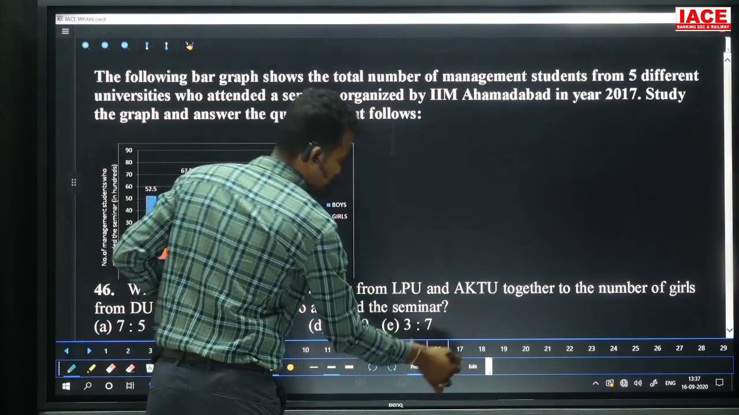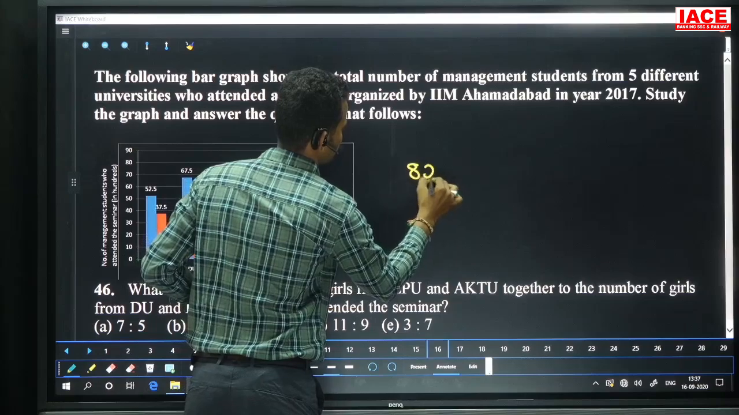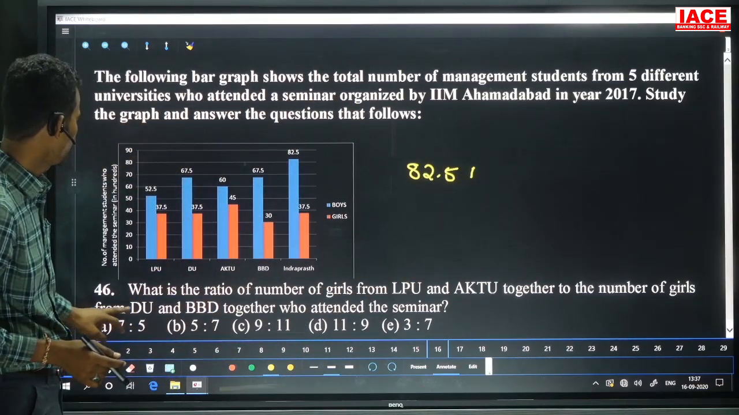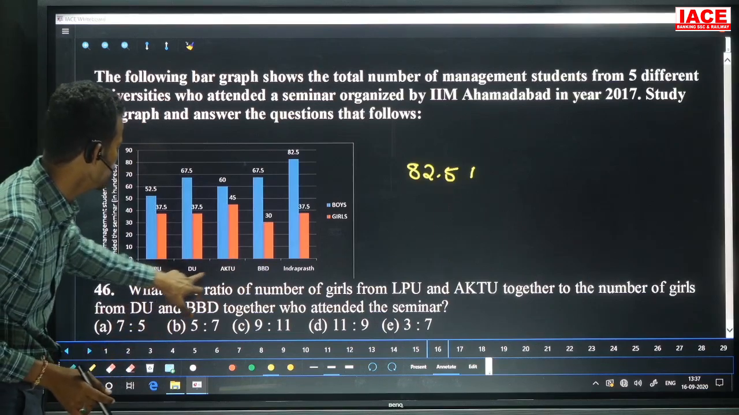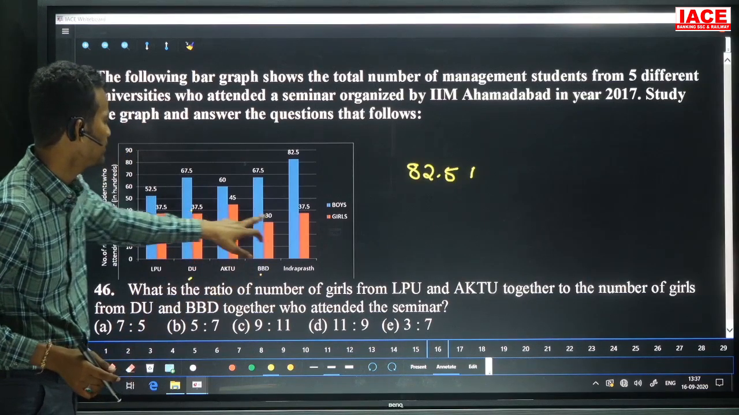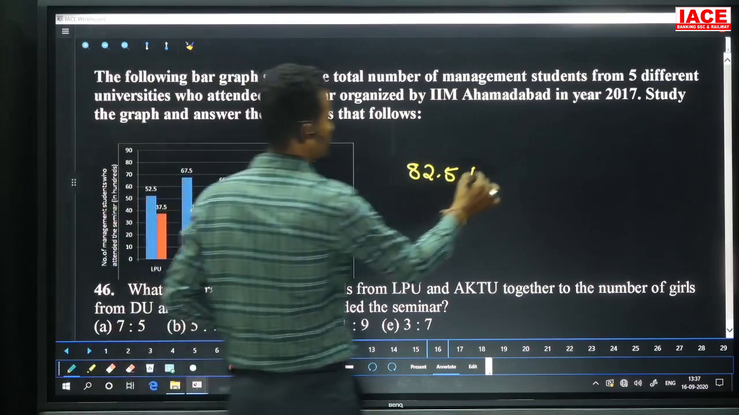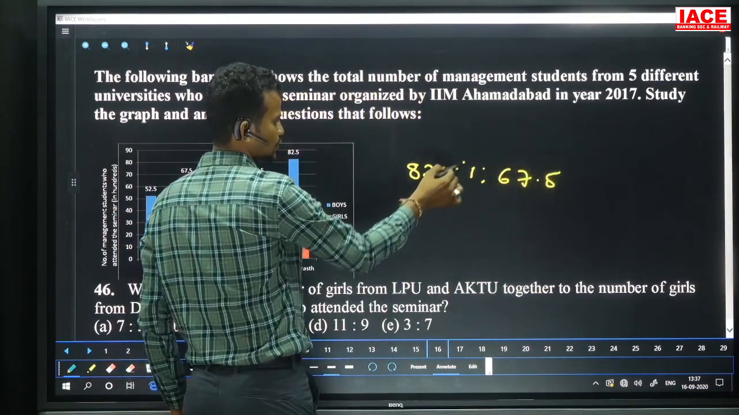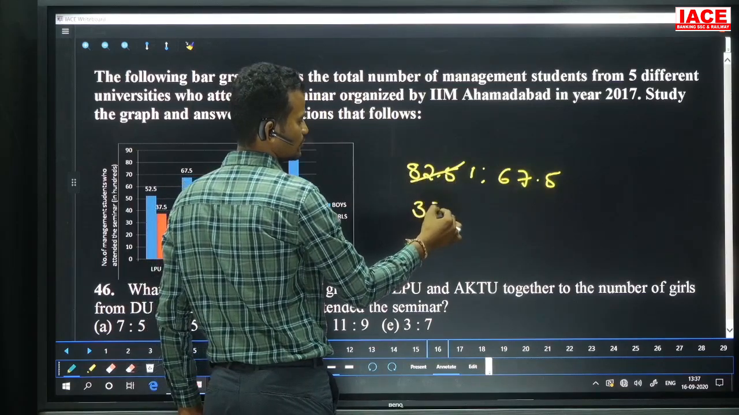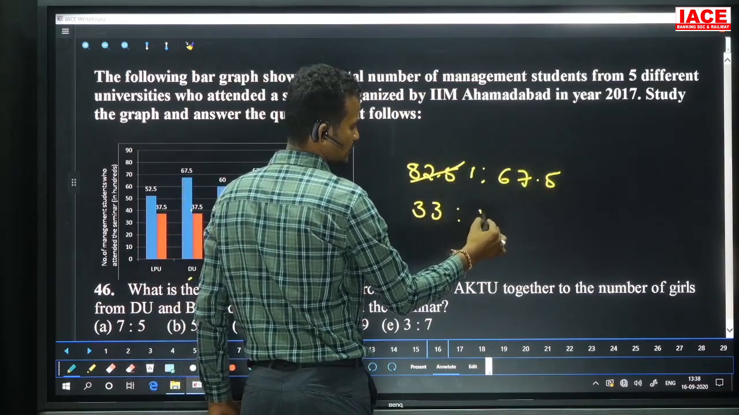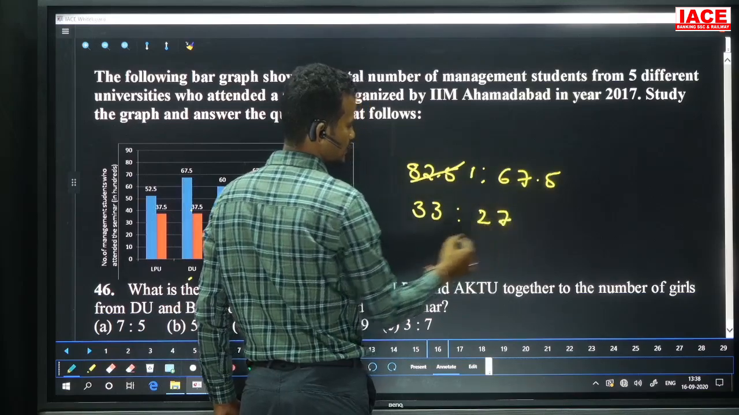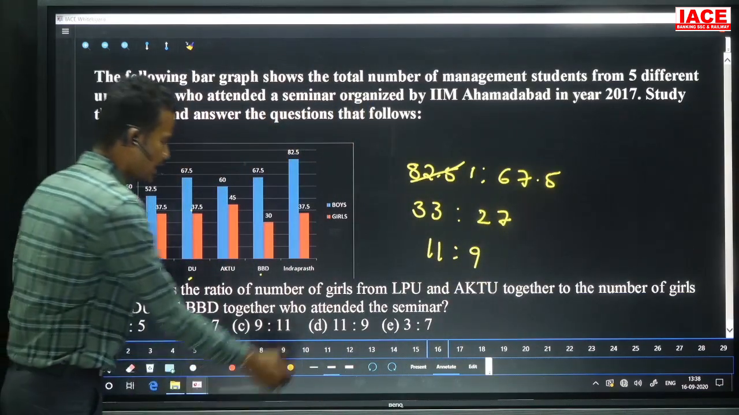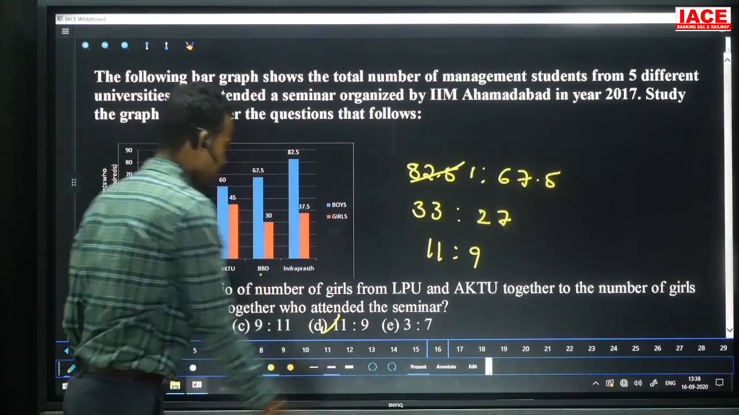So 82.5 is the number of girls, is to the number of girls from DU and BBD. DU and BBD. 37.5 plus 30, 67.5. Okay, I am removing the point, so I am cancelling with 25 threes are 75, 25 threes are 75, 25 twos are 50, 25 sevens are, 3 elevens are, 3 nines are. Now what is the ratio? 11 is to 9. Option D. Clear? See the next one, sir.